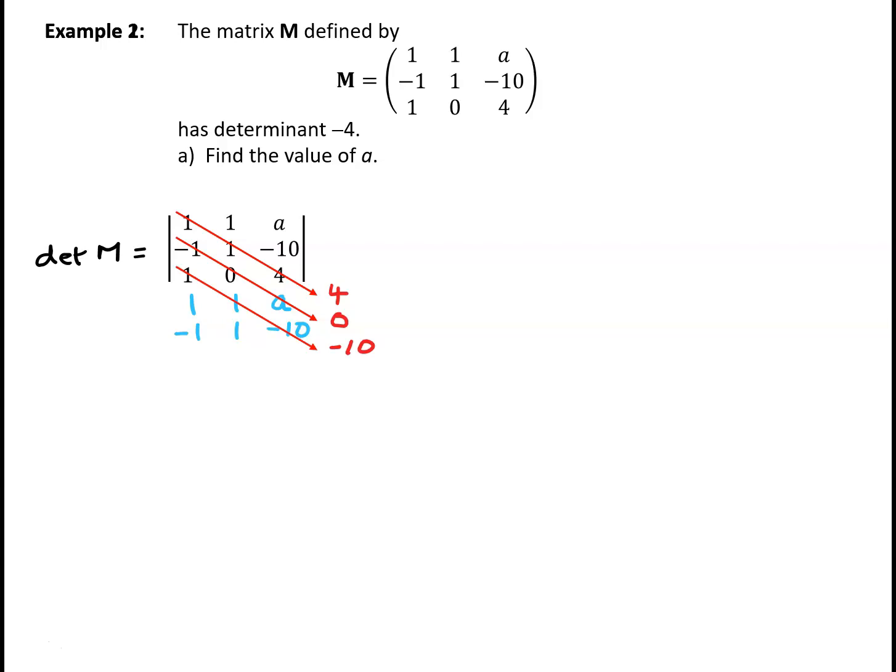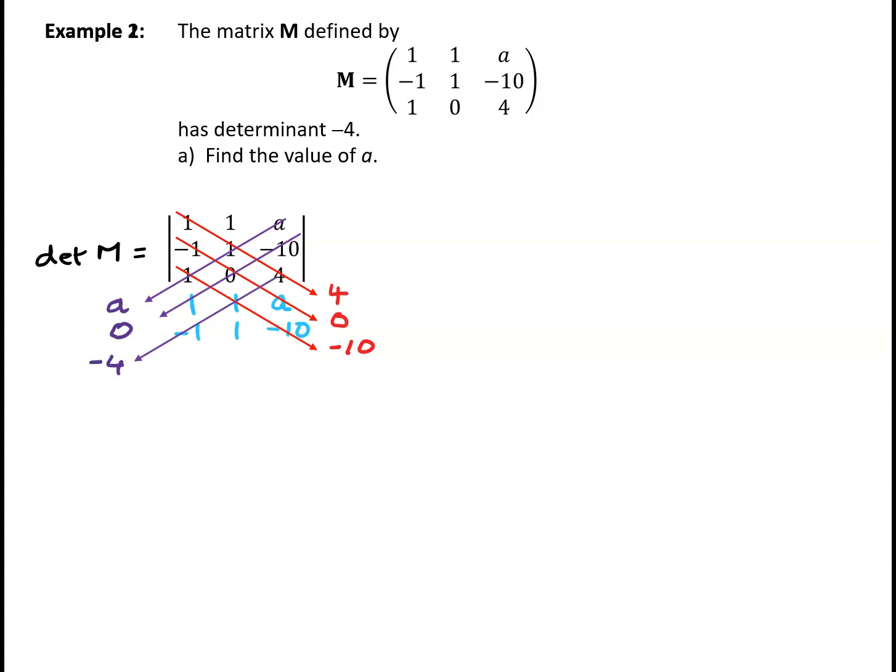Going down the other diagonals from top right to bottom left, we've got A times 1 times 1, which gives me A. We've got minus 10 times 0 times 1, which gives me 0. And we've got 4 times 1 times minus 1, which gives me minus 4.